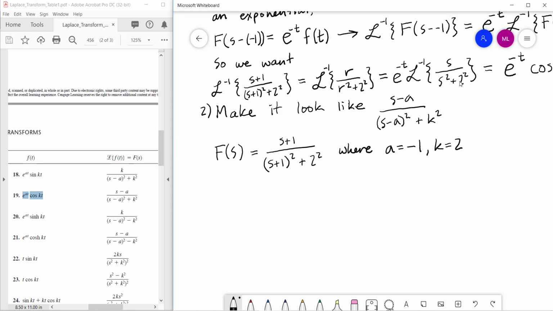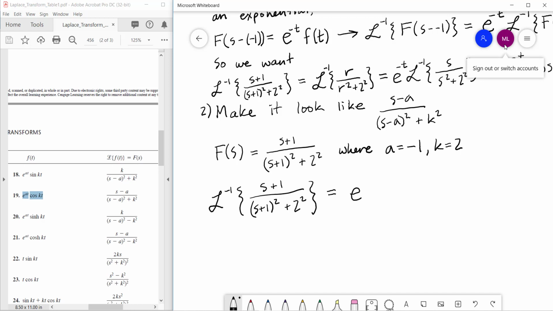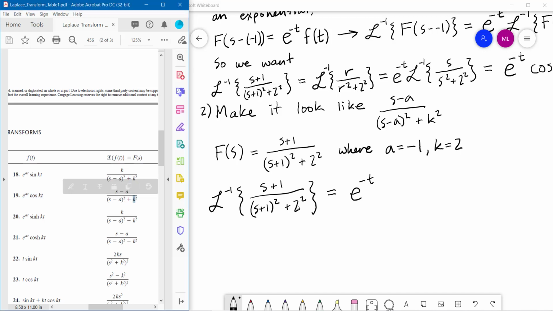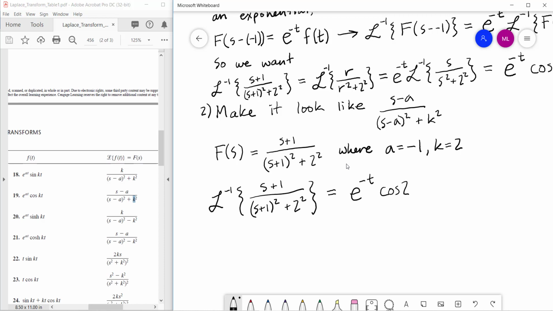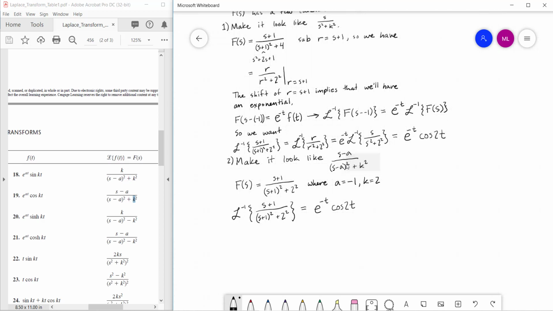And what does that give us? When I take the inverse Laplace transform of this mess, s plus 1 over s plus 1 squared plus 2 squared, we can directly go to our table, find this term, and recognize, oh, that's just going to be e to the at, where a in our case is -1. So it's going to be e to the negative t, multiplied by cosine of kt, where k is this term. That corresponds to this term right here, cosine of 2t. So the much easier way in this case is to go directly to the table.